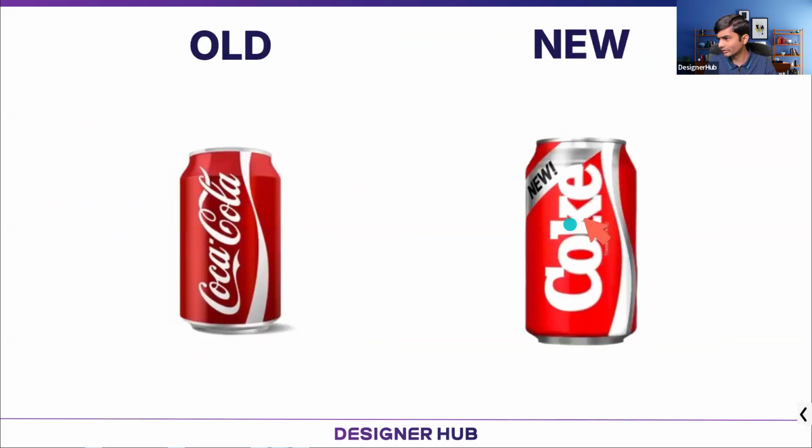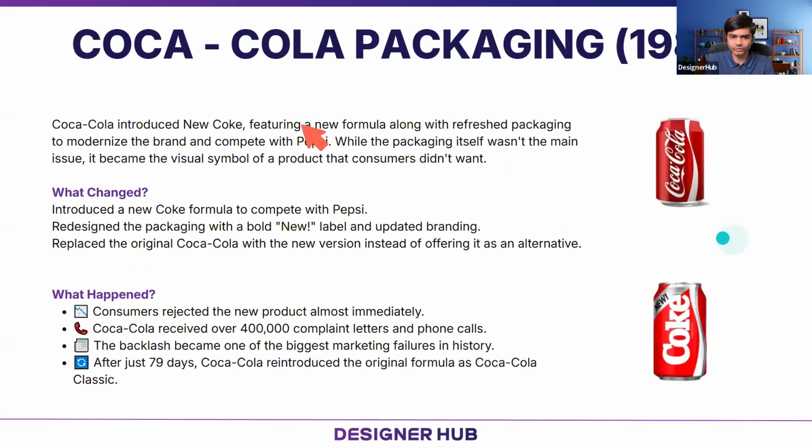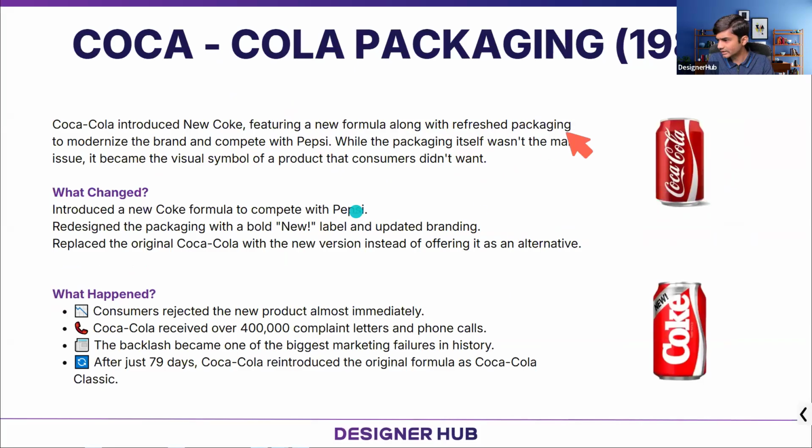Same thing, somebody already told about Diet Coke. Yes, that's another example. It was known like this. They tried to change the font and everything altogether to this, with just new Coke. People thought it's some new fake brand that has come into the market. And Coca Cola, new Coke, featuring new formula with refreshed packaging. Okay, to modernize the brand, competitive with Pepsi. While the packaging itself wasn't the main issue, it became the visual symbol of the product that consumers didn't want.